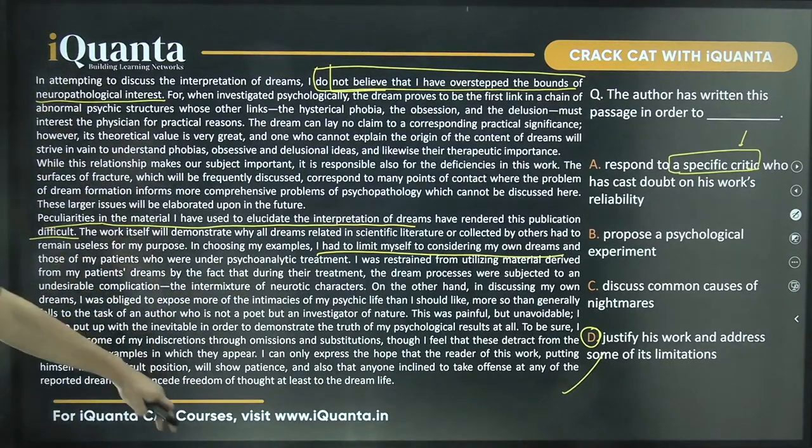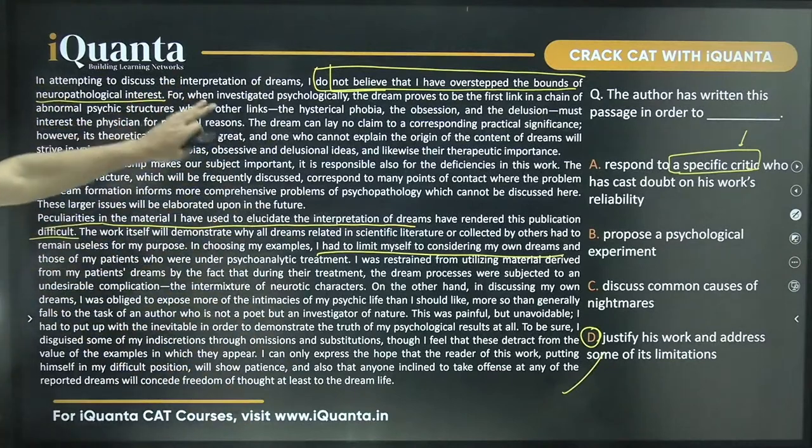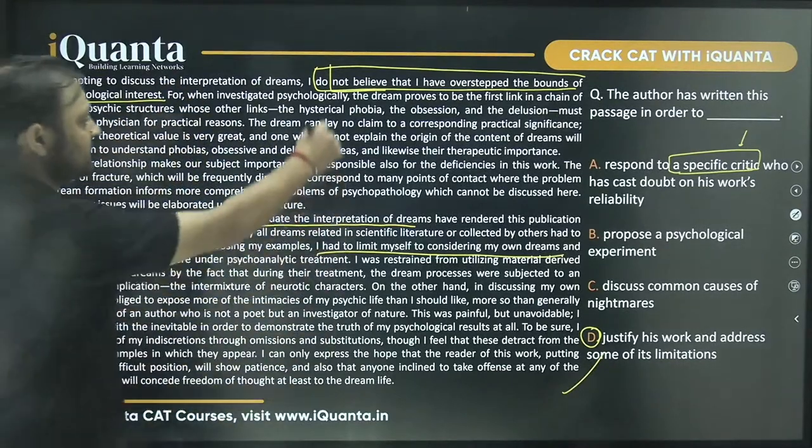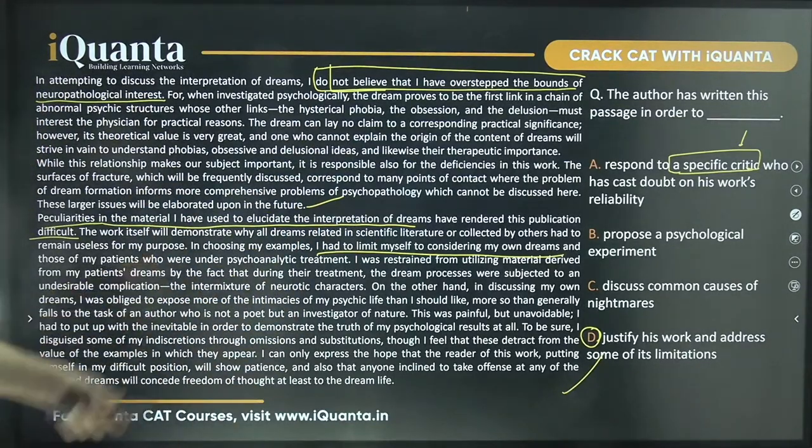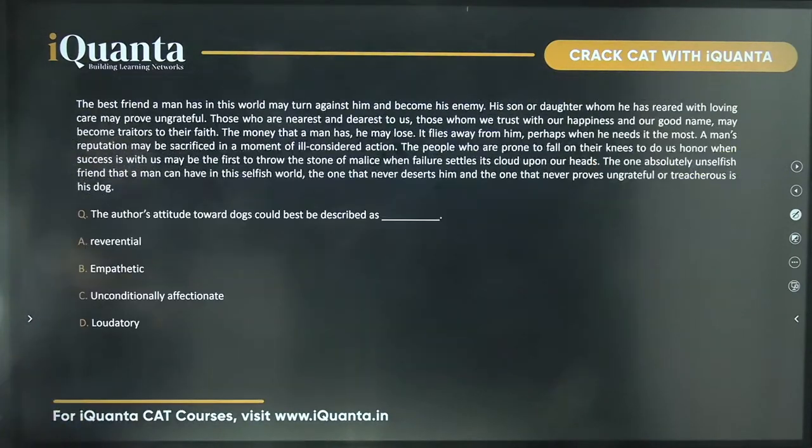So I won't read it in detail. From the underlined part, you can understand that here he is giving an explanation and here he is discussing the limitation of his work. So the obvious answer is D. Now let's do this one.